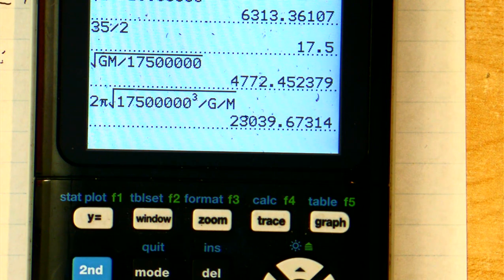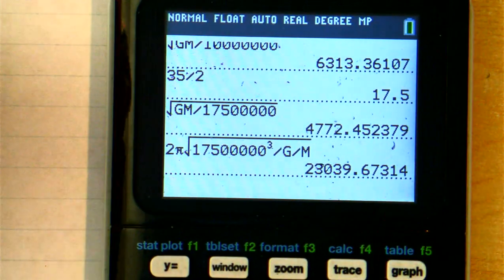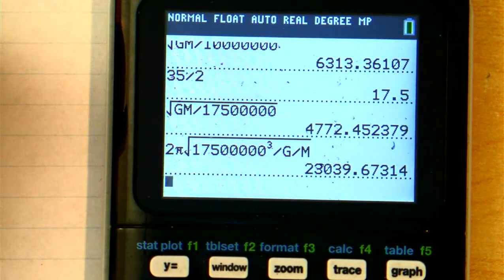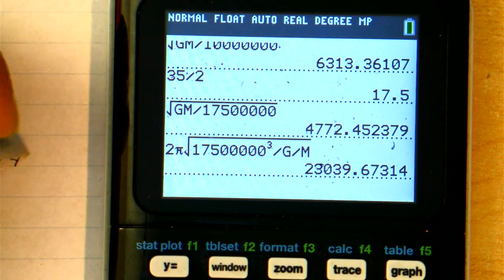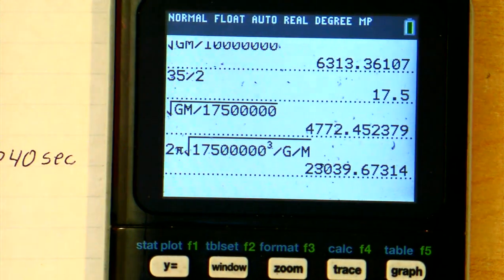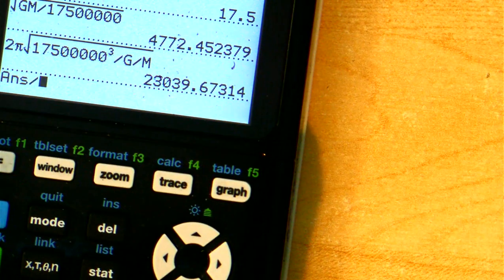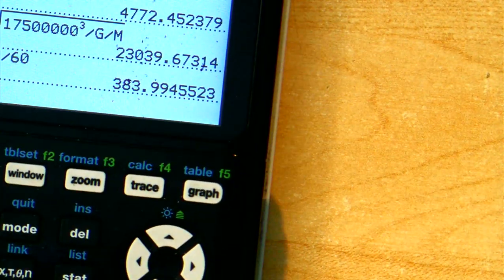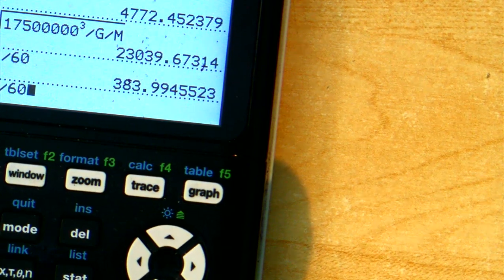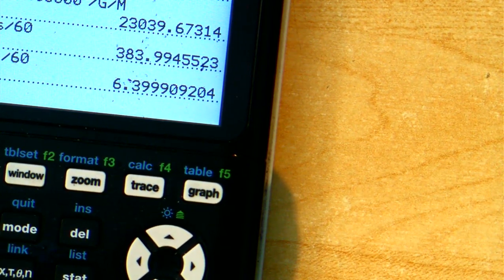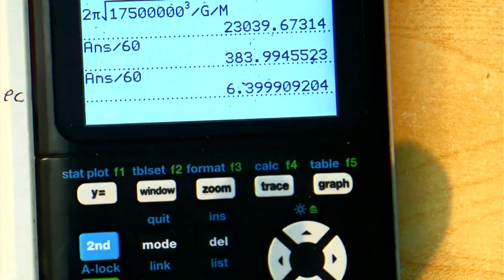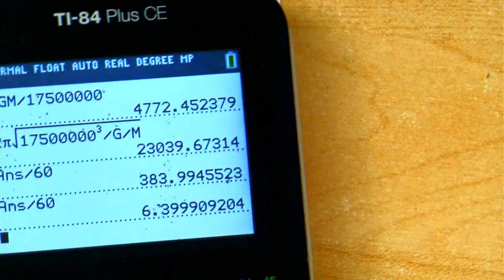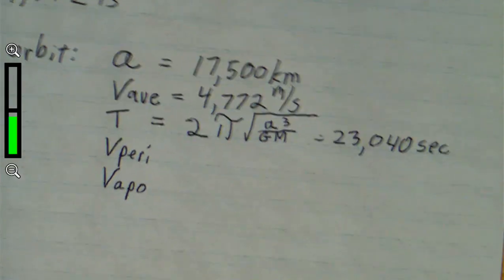As you can see, I get 23,040 seconds of time. And if you're curious, what is that? Well, divided by 60, that's 384 minutes. If you're curious, divide that by 60, and that means 6.4 hours. Kind of a reasonable number based on experience of doing this stuff many, many times.